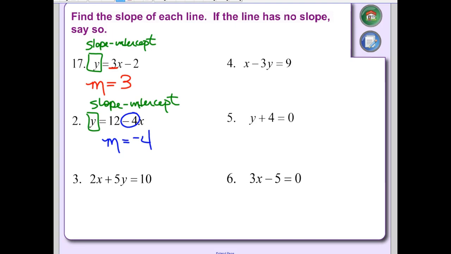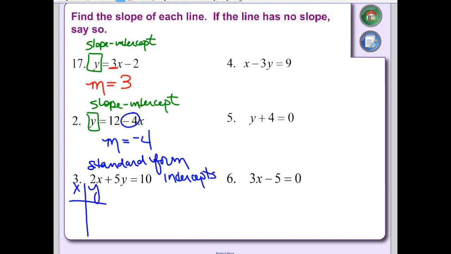But let's look at question number 3. When I look at question number 3, what form is that line? It's in standard form. If it's in standard form, x and y are together, they don't stand alone. So we've got 2 options. And right now, if it's in standard form, then we have to find the intercepts. How do we find the intercepts? Remember, that's the 0 thing. So we've got x and y. If I make x 0, what does y equal? Well, we've got 5y equals 10, so y equals 2.